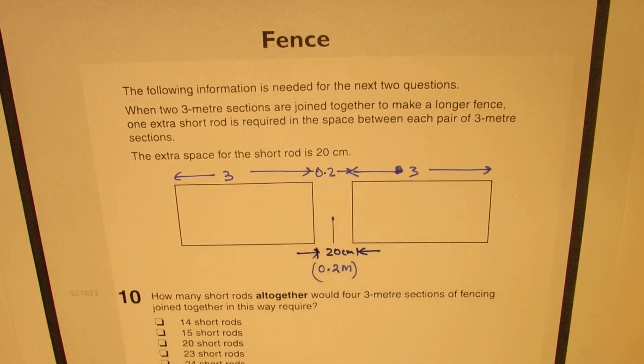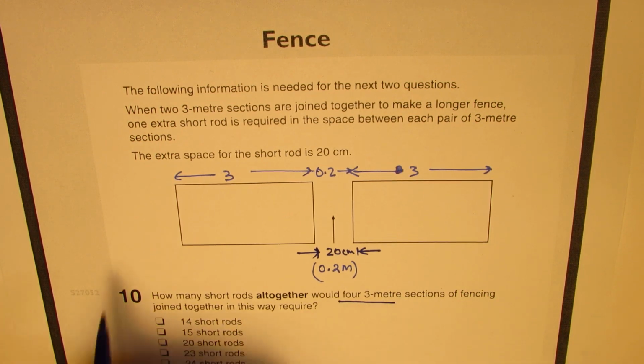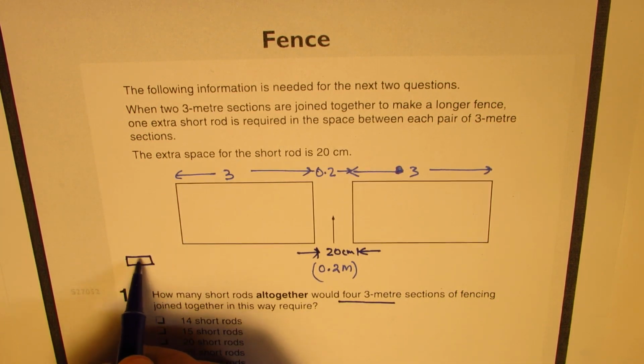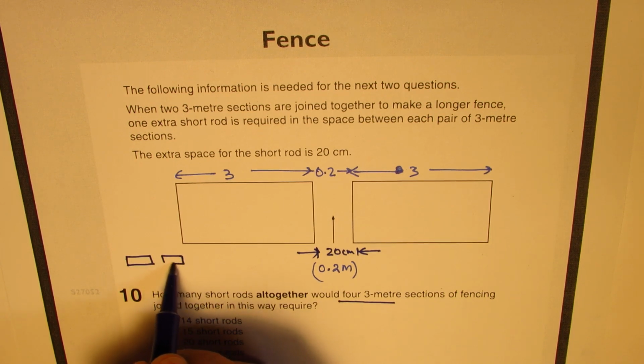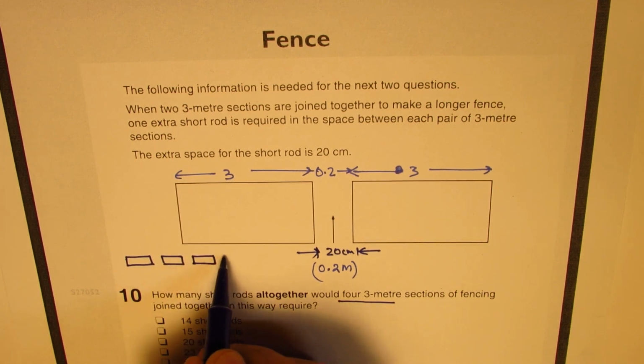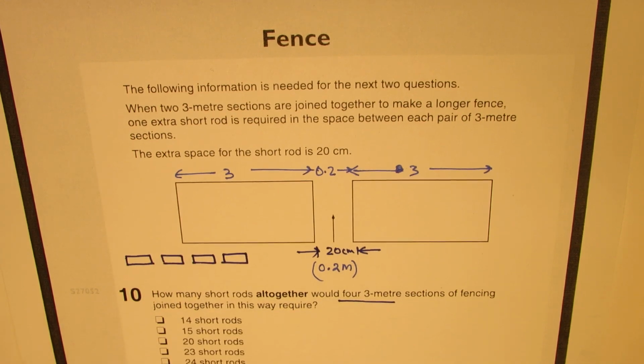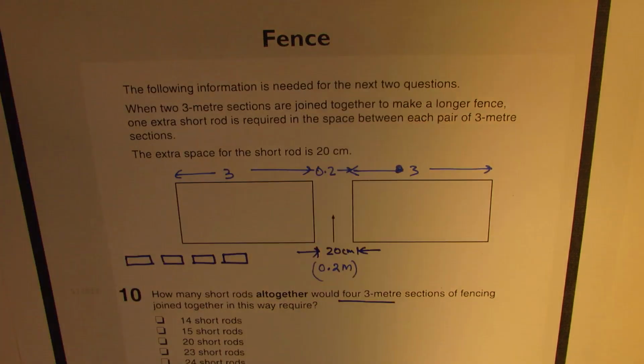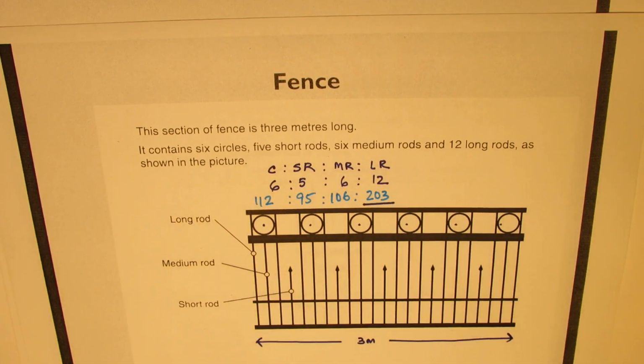Now based on this, we have question number 10. It says, how many short rods altogether would 4 3-meter sections of fencing joined together in this way require, right? So what we are doing now is we are adding 4 3-meter sections, right? So we have, let's say, this is a smaller version. 1, 2, 3, and 4, correct?